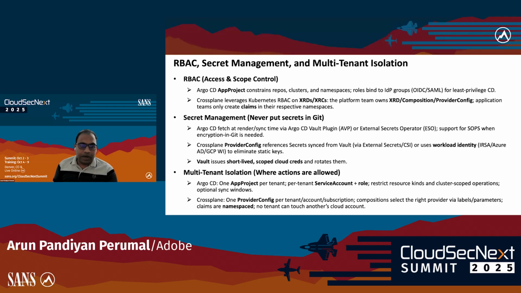Argo CD and Crossplane. So under RBAC, Argo CD uses app projects to limit which repositories, clusters, or namespaces a team can access. So no team can access another team's pipelines. And in Crossplane, we leverage Kubernetes RBAC. So the platform team owns the definitions and the configurations, while the application teams just create the claims on the Git repo for provisioning any resources.